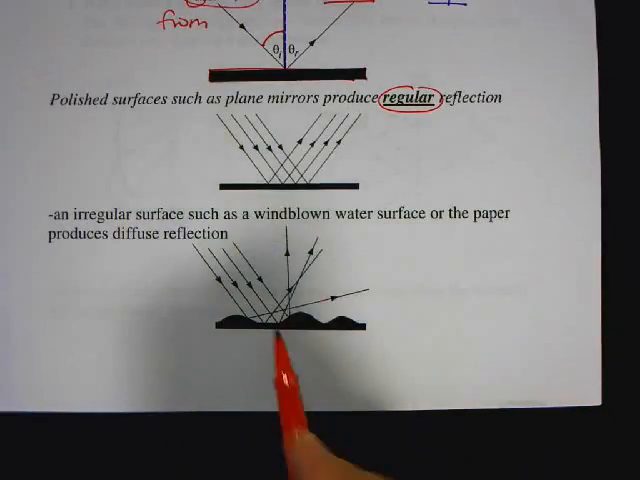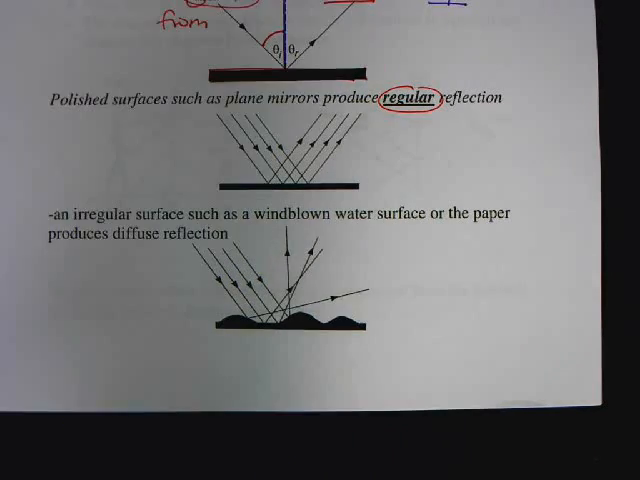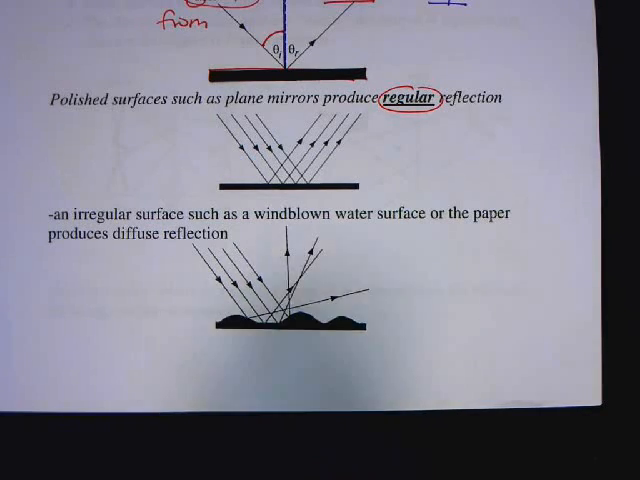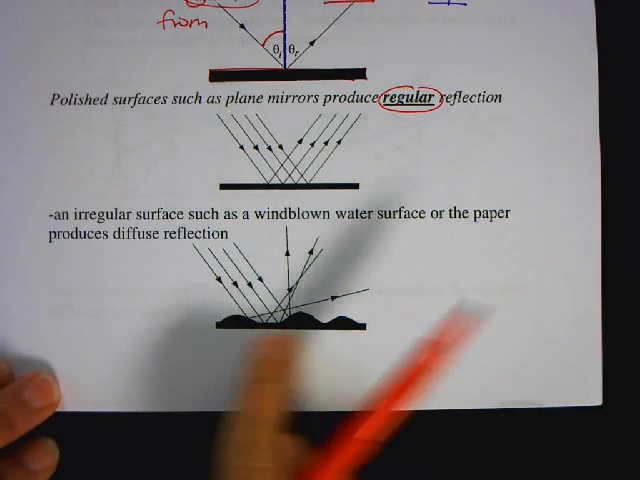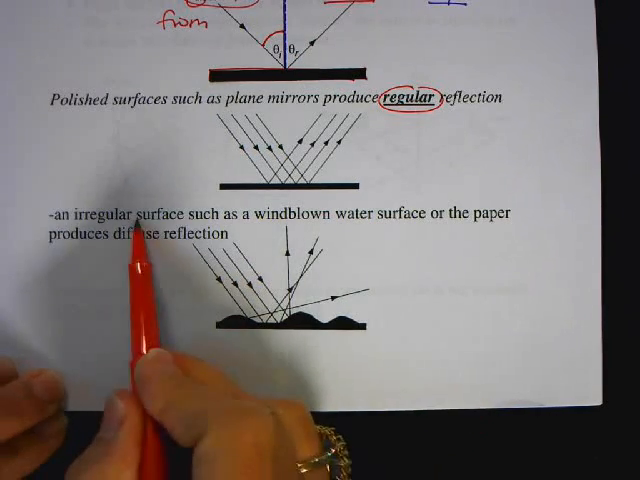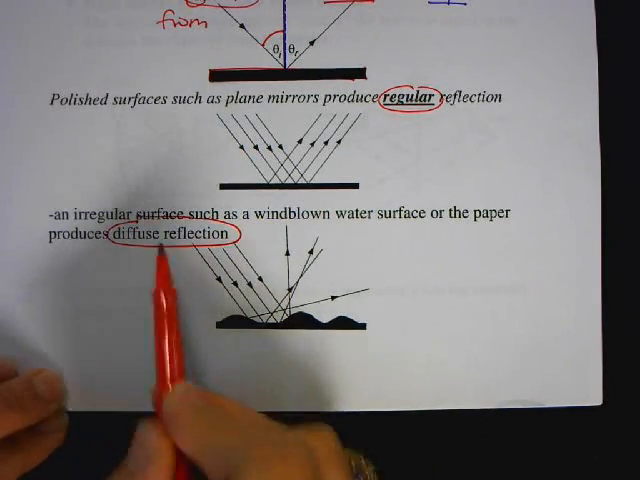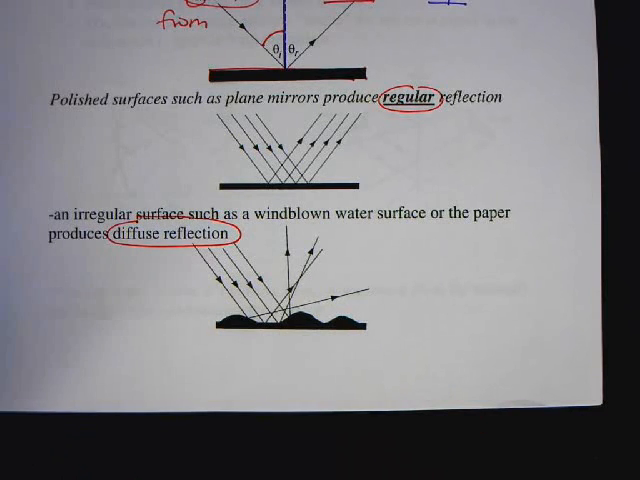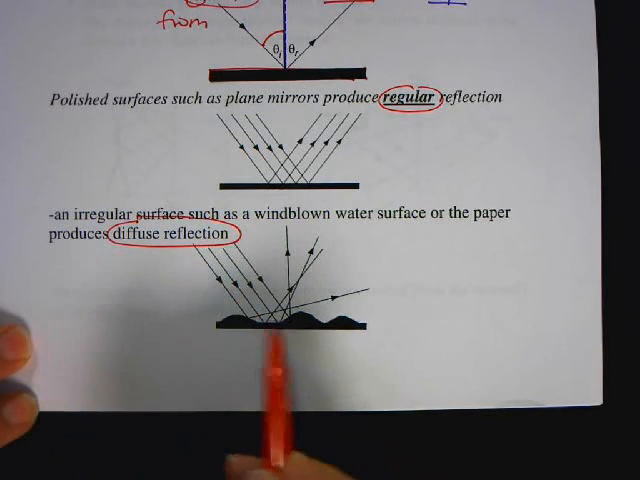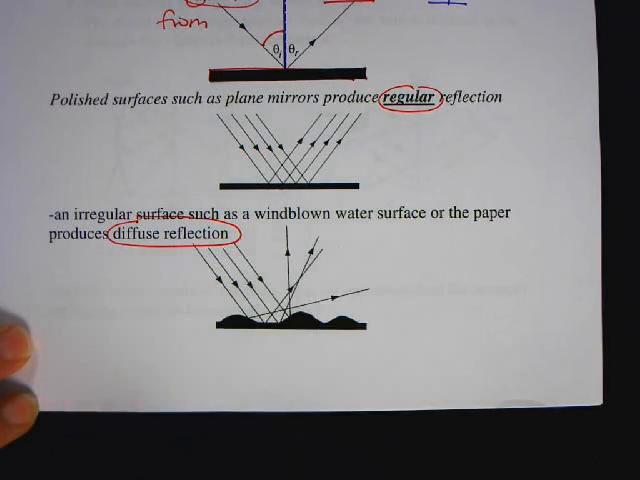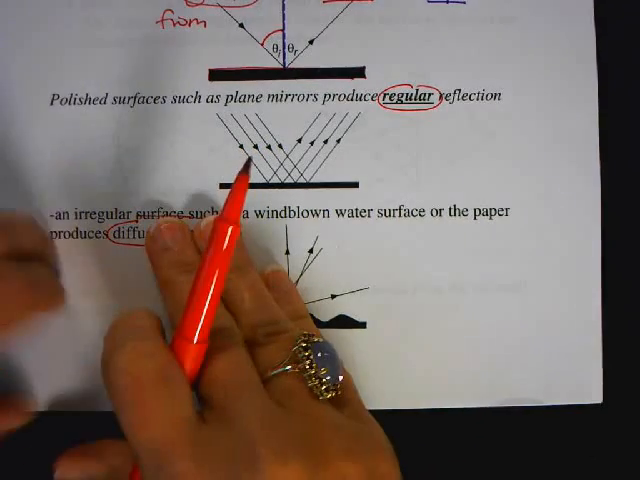Now, if the surface is bumpy, so let's say you have water, and there's a lake, and there's wind, and it's jagged, or we have something like this irregular surface, this is called diffuse. And it's called diffuse because diffuse means it's like spreading apart. So even though these rays are all coming in, and they're all parallel to one another, because the surface is irregular, they bounce off in different directions. So that's called diffuse reflection.